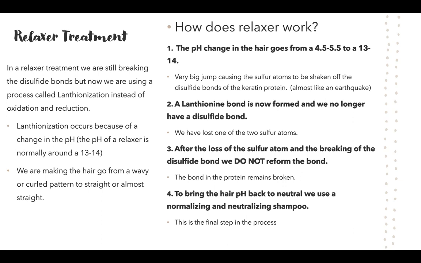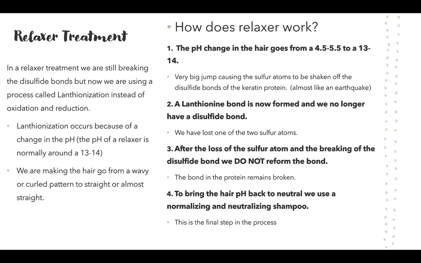In a relaxer treatment, we are still breaking the disulfide bonds, but now we are using a process called lanthionization instead of oxidation and reduction. Lanthionization occurs because of a change in the pH. The pH of a relaxer is normally around 13 to 14. We are making the hair go from a wavy or curled pattern into a straight or almost straight pattern.